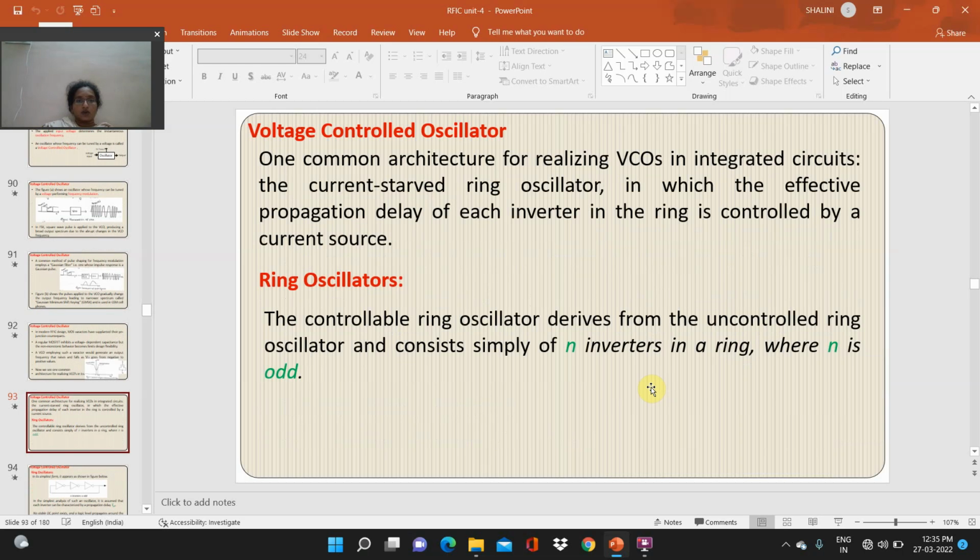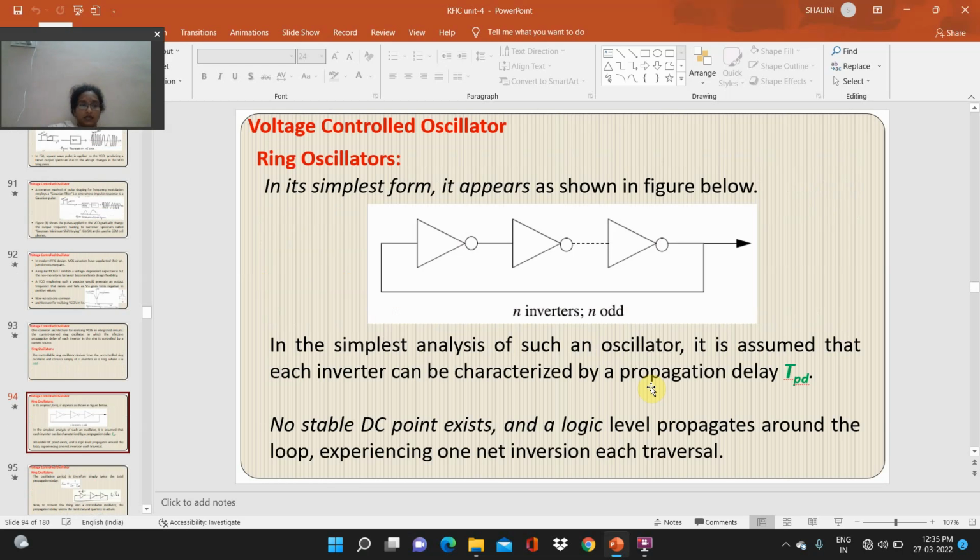The current starved ring oscillator, in which the effective propagation delay of each inverter in the ring is controlled by a current source. The controllable ring oscillator derives from the uncontrolled ring oscillator and consists simply of n inverters in a ring, where n is odd. So, what is a ring oscillator? In its simplest form, it appears as shown in the figure below.